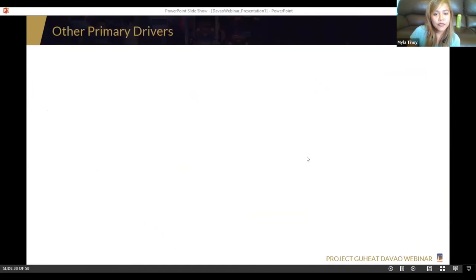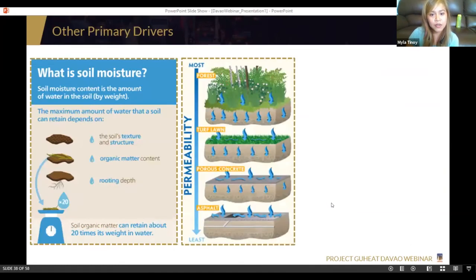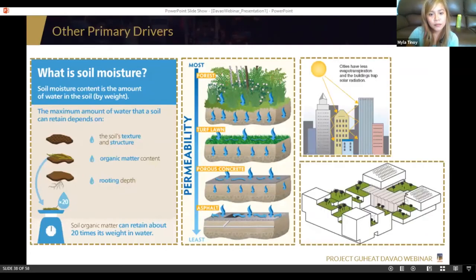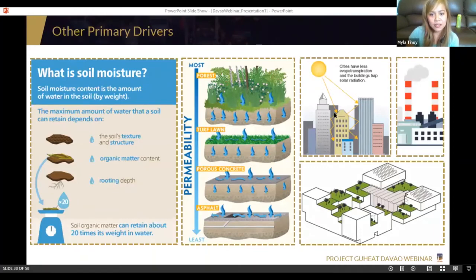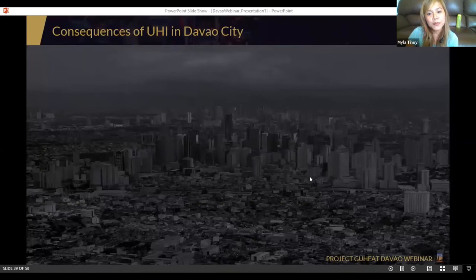So to put it simply, vegetated areas work like a natural air conditioner. Other drivers in the formation of heat islands in cities include, but are not limited to, moisture availability, which is closely related to surface permeability, geometric form or structure, for example, building orientation for shading and airflow, and of course, anthropogenic activities. So as I have mentioned earlier, urbanization in Davao City has contributed to changes in air and surface temperature.